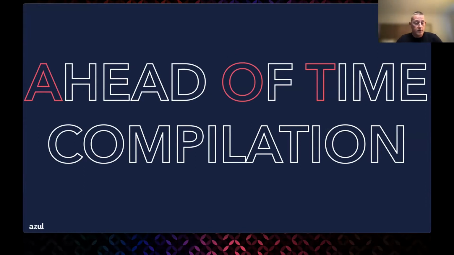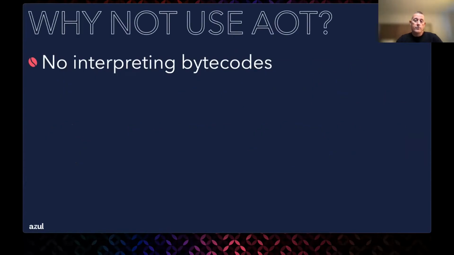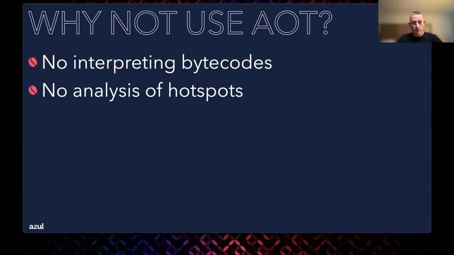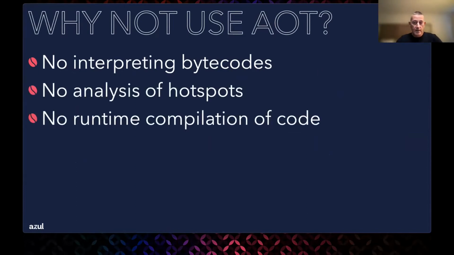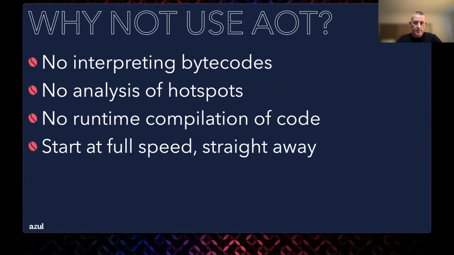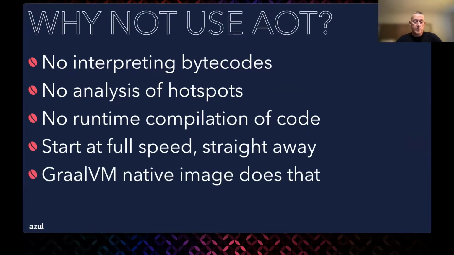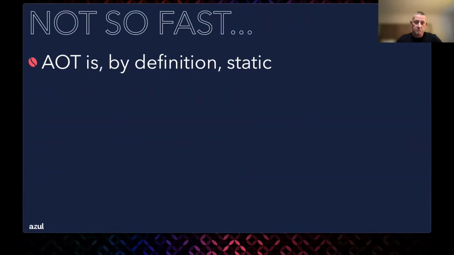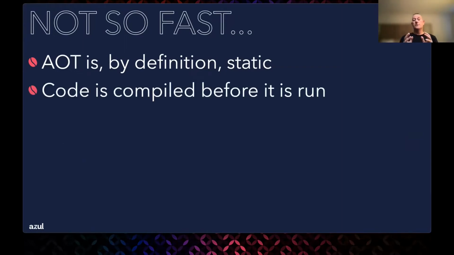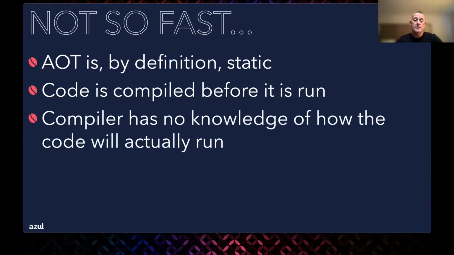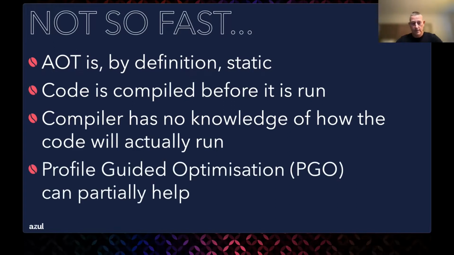Okay. And then there's this other thing called ahead-of-time compilation. You probably heard of that, shortly just AOT. And why not use AOT, right? We don't have to interpret bytecodes here. There's no analysis of hotspots needed, no runtime compilation of code. We can start at full speed straight away, and GraalVM native image does that. So problem solved, right? Well, not so fast. AOT is by definition static. That means the code is compiled before it is run, and the compiler has no knowledge of how the code will actually run. Well, there is something that could help, which is called profile-guided optimization, or PGO.